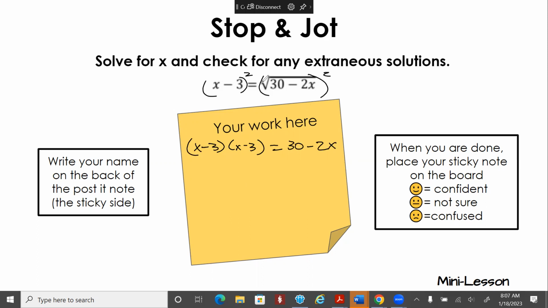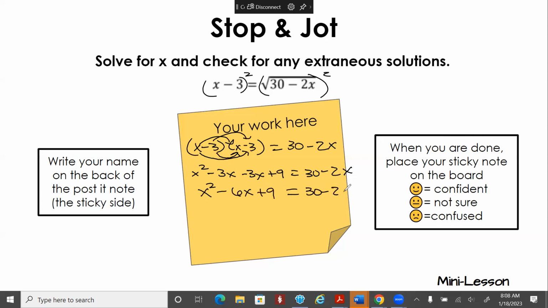Okay, so now that the x's are all free, we're going to multiply on the left-hand side. So x times x would give me x squared. X times negative 3 is going to give me negative 3x. Negative 3 times x is going to give me negative 3x. And negative 3 times negative 3 is going to give me positive 9. And the right-hand side is just going to stay the same. Is there anything on the left-hand side that I can combine? Yeah. We're going to have x squared minus 6x plus 9 is equal to 30 minus 2x.